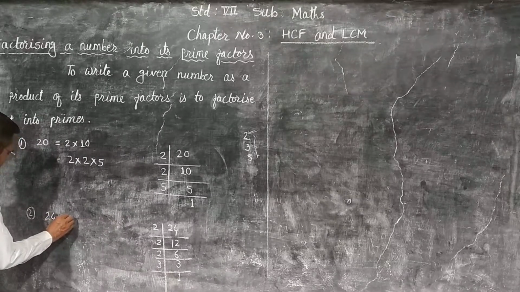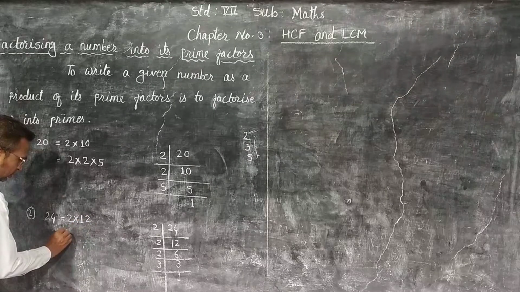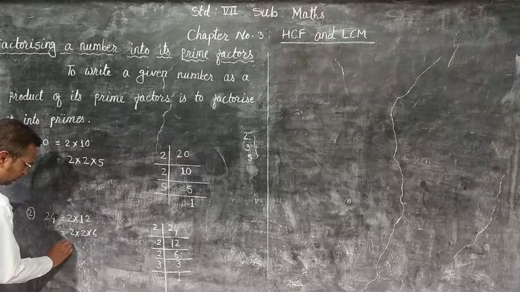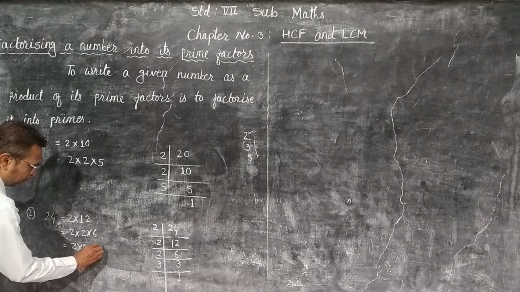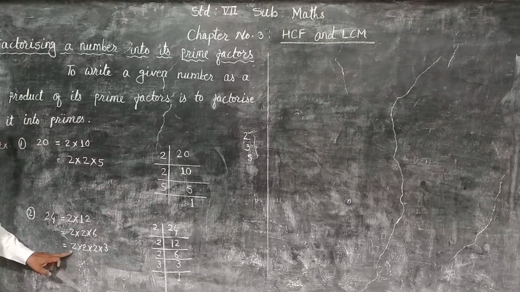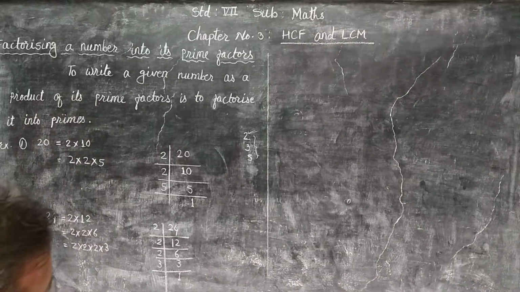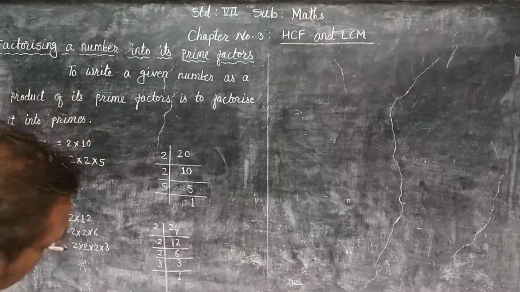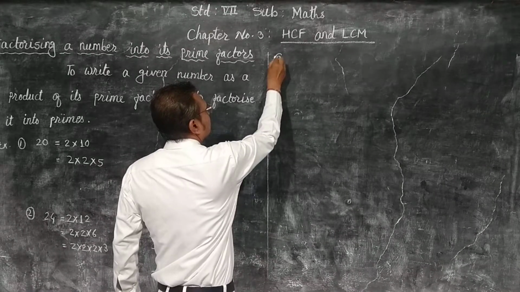We will write it like this way: 24 is 2 into 12, which is 2 into 2 into 6, which is 2 into 2 into 2 into 3. 3 2s are 6, 6 2s are 12, 12 2s are 24. Like this way we can factorize the number. Third, we will see here.